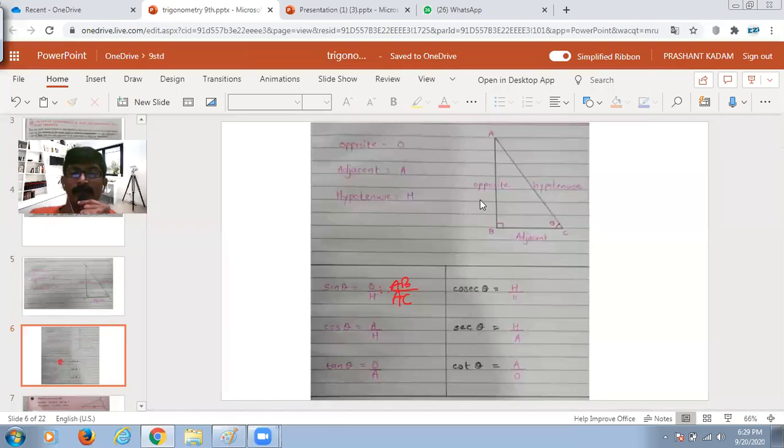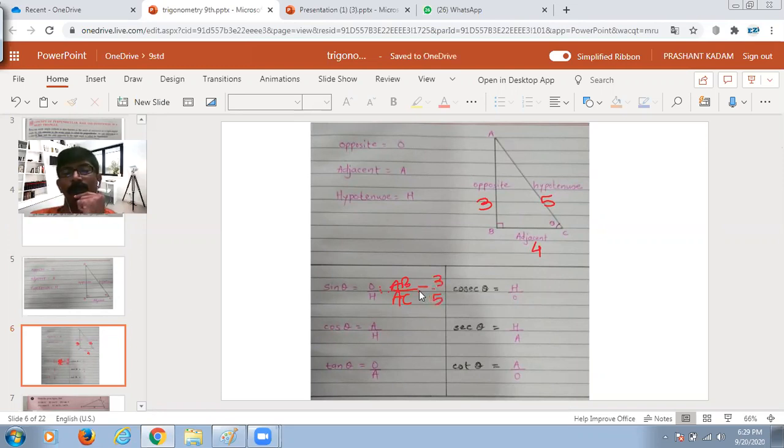So suppose this is written as 3, this is written as 4, and let's say this is 5. If this is 5, then what will be sine theta? 3 by 5. Sine theta is 3 upon 5. I hope you understood this.